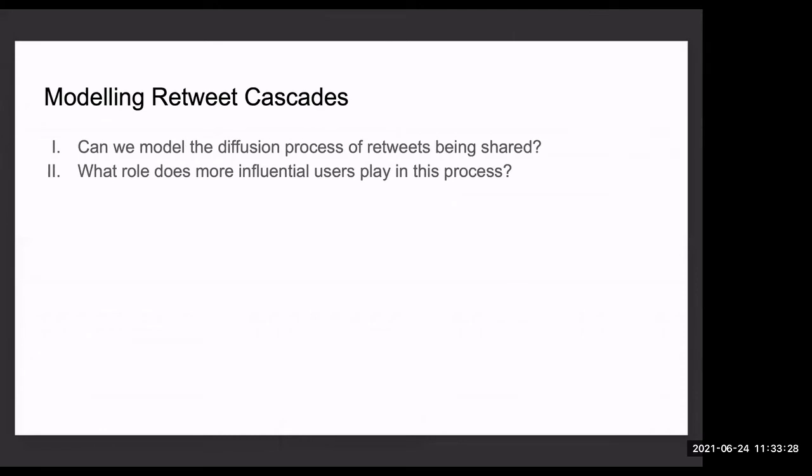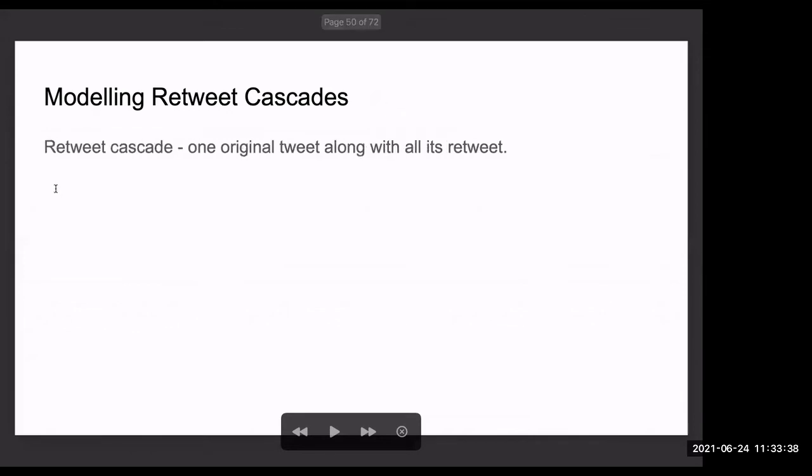So then we have these two questions, which are modeling the diffusion process and looking at the role of influential users, basically. We will look at the retweet cascades, which means that we have one original tweet and then all the retweets of that tweet, so only retweets of one particular tweet.